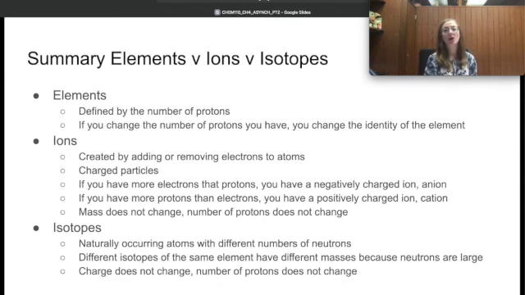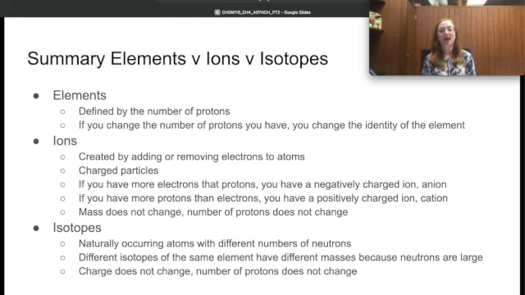So I just want to give you one quick summary of the difference between elements, isotopes, and ions. Remember that elements are defined by the number of protons. So if you change the number of protons you have, you change the identity of the element. Ions are created by adding or removing electrons to atoms. They are charged particles. If you have more electrons than protons, you have a negatively charged ion, an anion. If you have more protons than electrons, you have a positively charged ion, which is a cation. And in ions, the mass number doesn't change, nor does the number of protons, because we have the same element, we're just adding a charge to it.